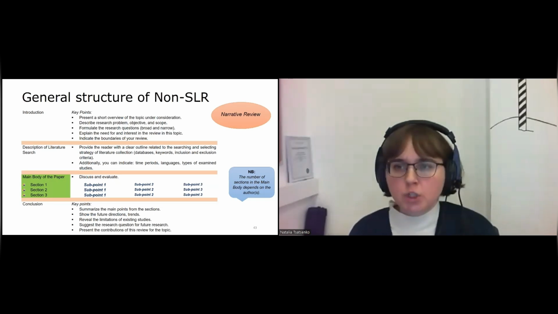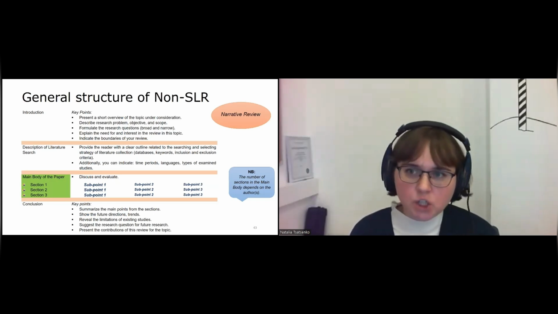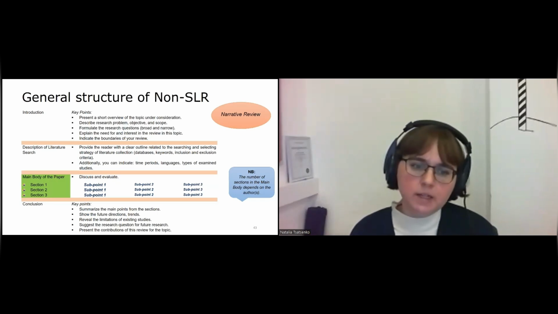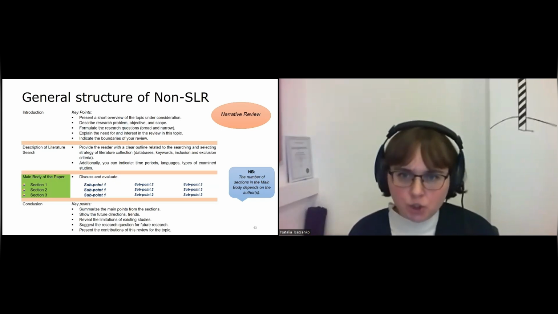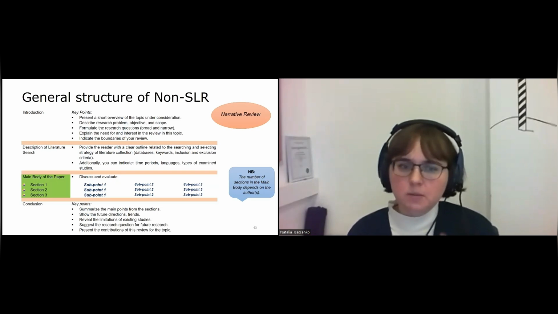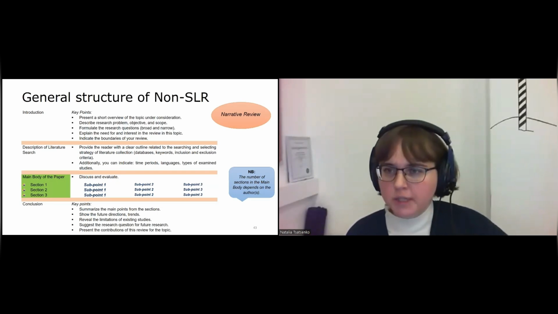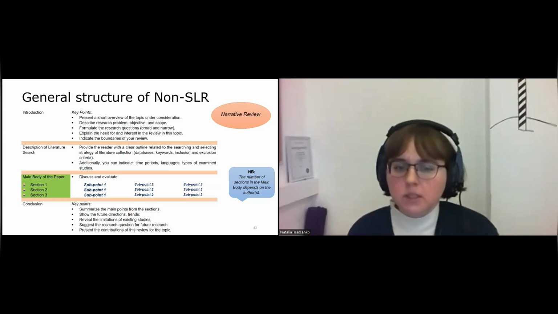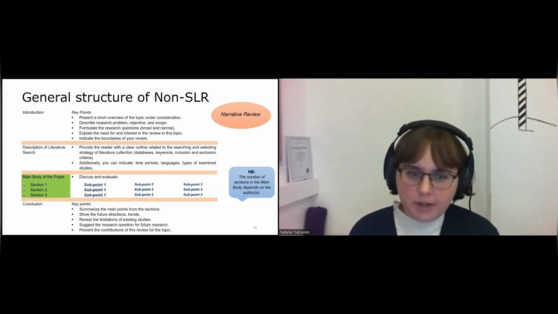Narrative reviews usually don't have a discussion part. They go directly to the conclusion. In the conclusion, we have to summarize key issues. First of all, we provide the reader with the main points after all the work which has been done. We can show, and it's good, we need to show the future directions.